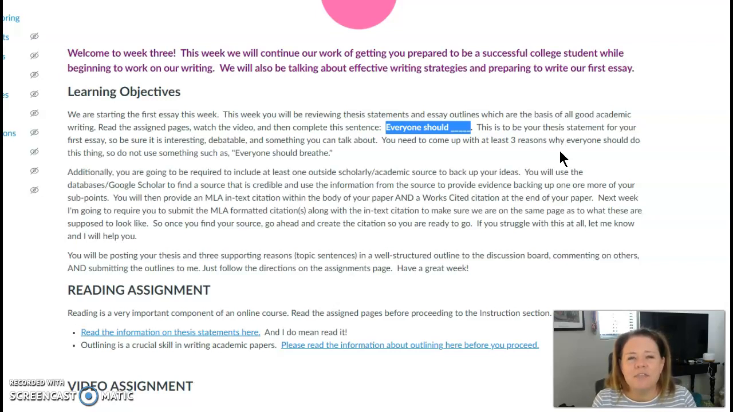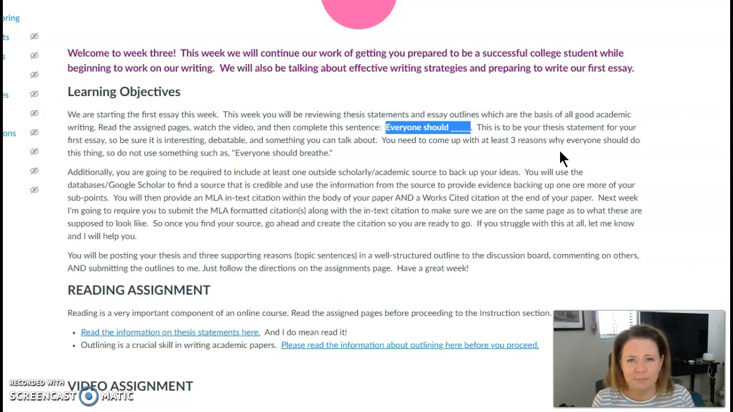But other than that, think about what you already have some information about, what you're comfortable with and want to do more research on, and then finish that sentence. Everyone should exercise 4 days a week. Everyone should eat more vegetables. Everyone should be a vegetarian. Everyone should go to college. That's debatable. There's plenty of people who don't think that you can or should go to college. Everyone should vote.